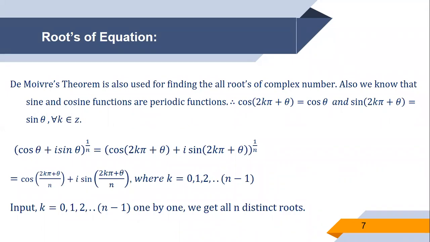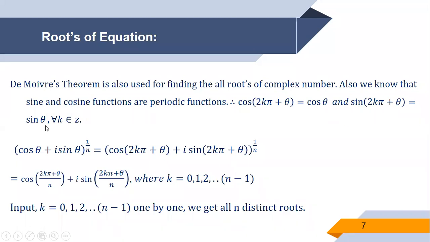Also we know that cos and sine functions are periodic. Therefore we write cos of 2k pi plus theta is equal to cos theta, and sine of 2k pi plus theta is equal to sine theta, because cos and sine are periodic functions with period 2 pi.